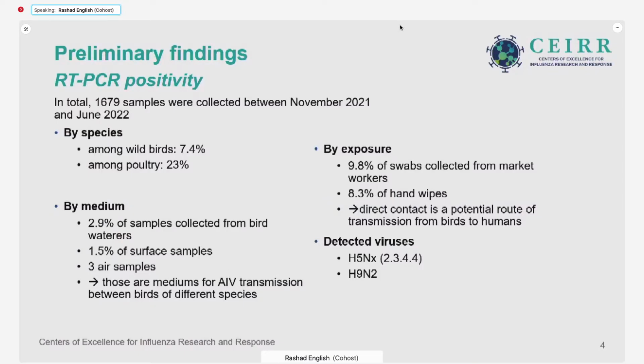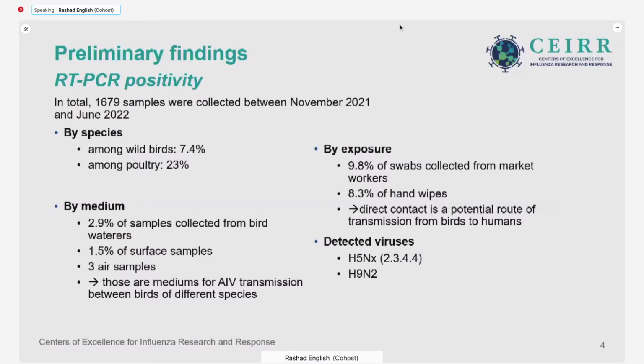We sequenced some of the viruses that we had, and we found a lot of H9N2 viruses and a lot of H5N1 and H5N8, 2.3.4.4 viruses, and in a few of the samples we had evidence of co-infections happening, especially in samples that we collected from the birds. So those are preliminary findings so far. Our cohort is still fresh, and hopefully by next year's meeting we'll have a bigger set of data and more analysis to share with you.